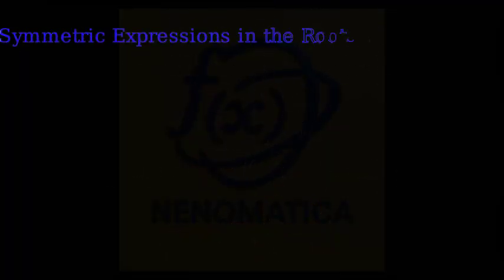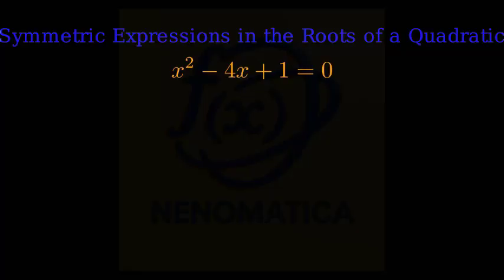In this example, we will use symmetric expressions in the roots of a quadratic. Example: the quadratic is x squared minus 4x plus 1 equals 0. Without solving the equation, we want the values of capital A and capital B, where A equals x1 squared minus x2 squared, and B equals 1 over x1 cubed plus 1 over x2 cubed.